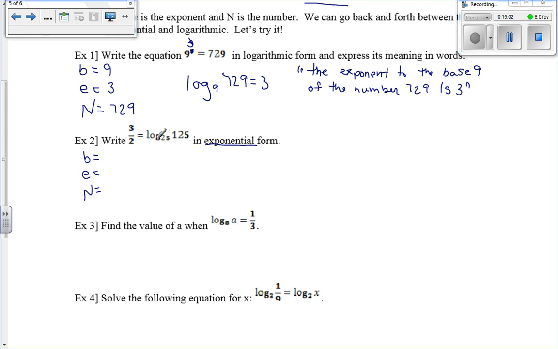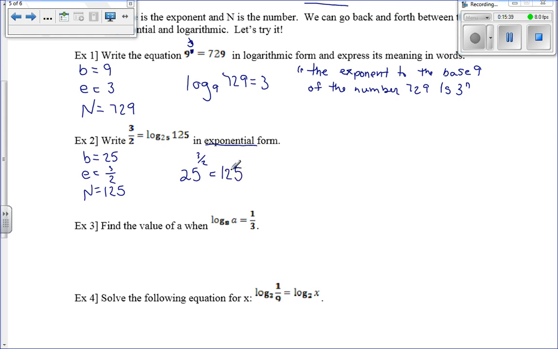This time I'm taking the beanie and turning it into a bend because I want it in exponential form. My base is always the subscript or the smaller number, so it's 25. This is the number portion, which is 125. And the log is always equal to the exponent, which is 3 over 2. So now I'll put it in exponential form, bend form. My base is 25, my exponent is 3/2, and my number is 125.